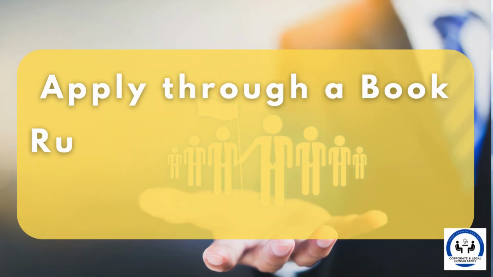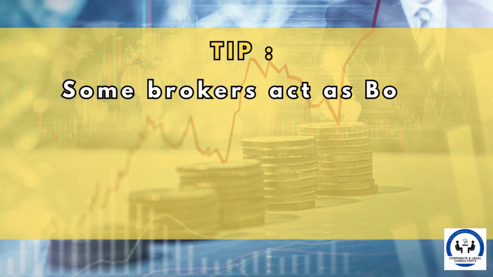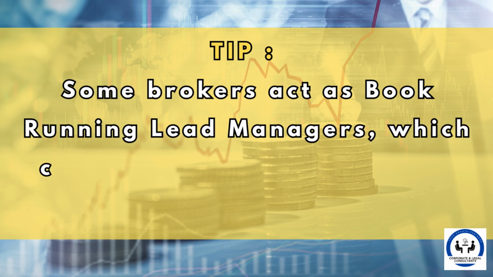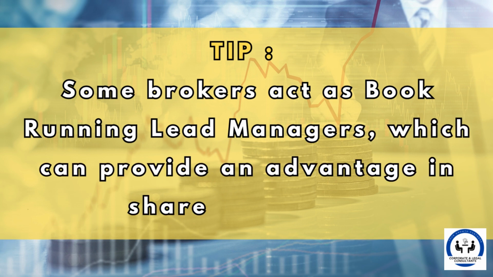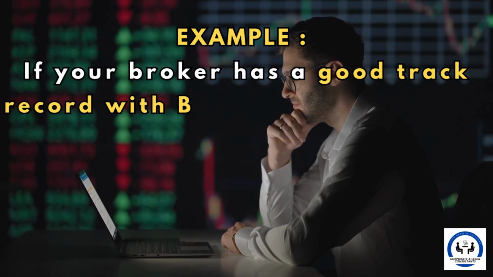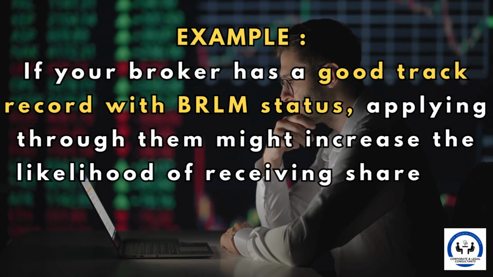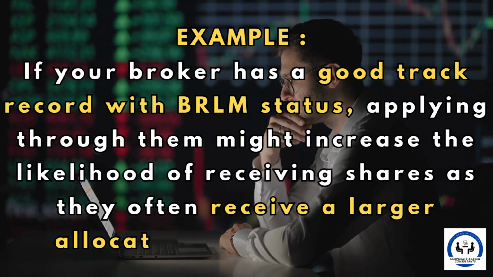Apply through the Book Running Lead Manager, BRLM. Some brokers act as book running lead managers, which can provide an advantage in share allotment. Example: if your broker has a good track record with BRLM status, applying through them might increase the likelihood of receiving shares, as they often receive a larger allocation for their clients.